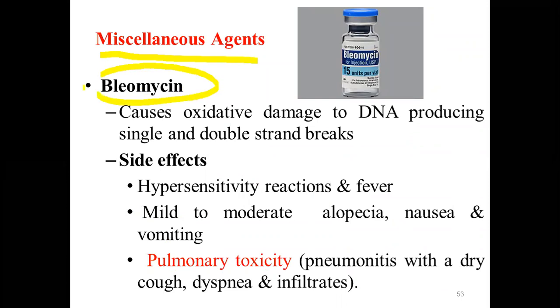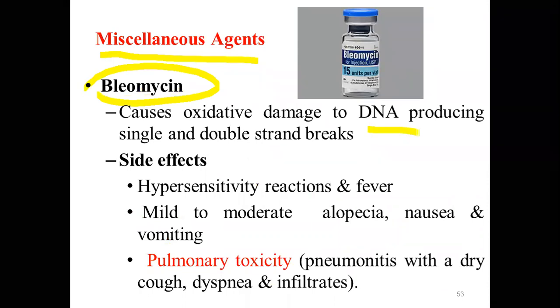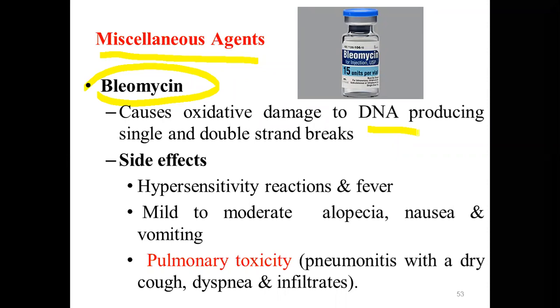Bleomycin. So bleomycin is also available locally. So this is how the product looks, the packaging material. Remember, bleomycin works at the G2 phase of the cell cycle and ultimately causes oxidative damage to DNA, producing single or double strand breaks. That is the mechanism of action of bleomycin.